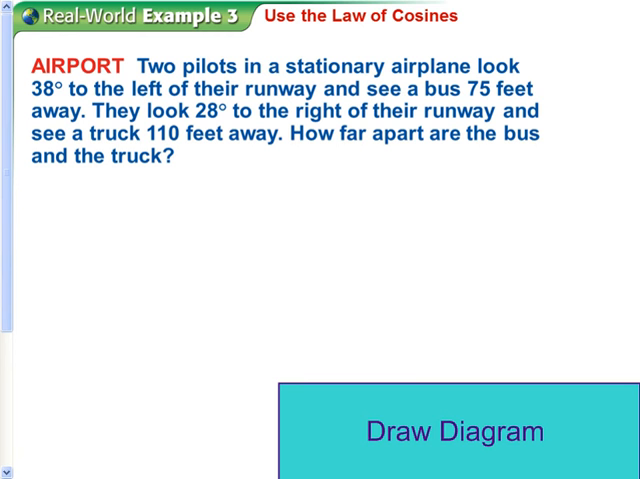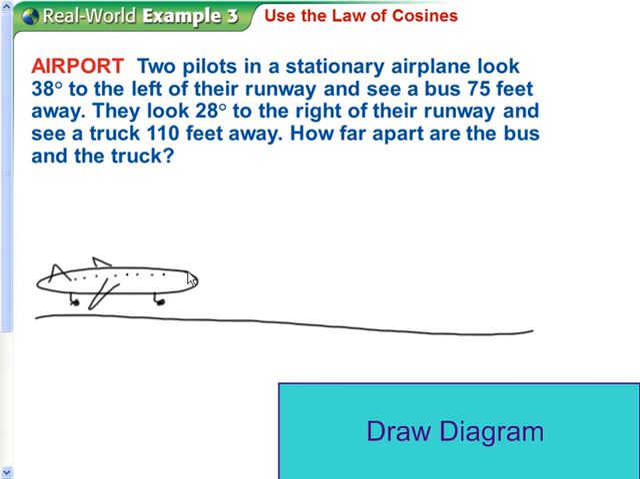All right, how about this one? Got a pilot looking to their left and they see a bus. Looking to their right, they see a truck. How far apart are the bus and the truck? All right, well, let's see what we can draw here. Draw an airplane. Okay, here's our airplane sitting on the ground. It's got its wheels out. All right, it's on the runway. And we got the cockpit here.